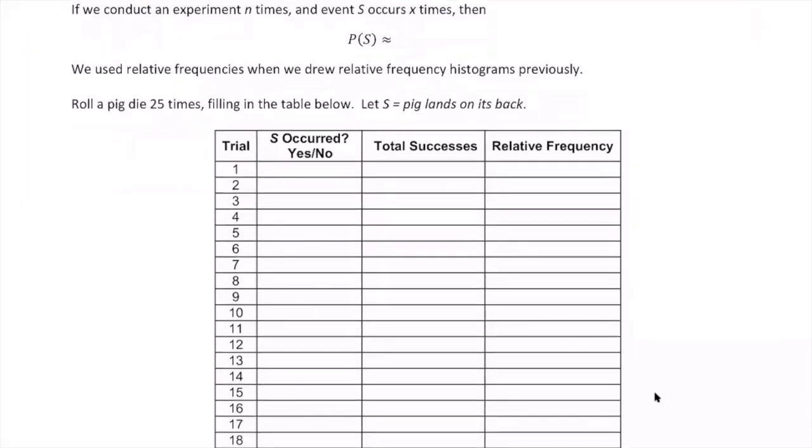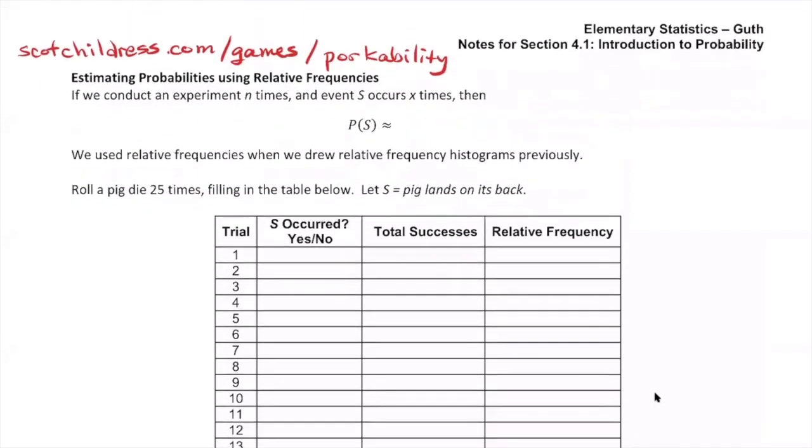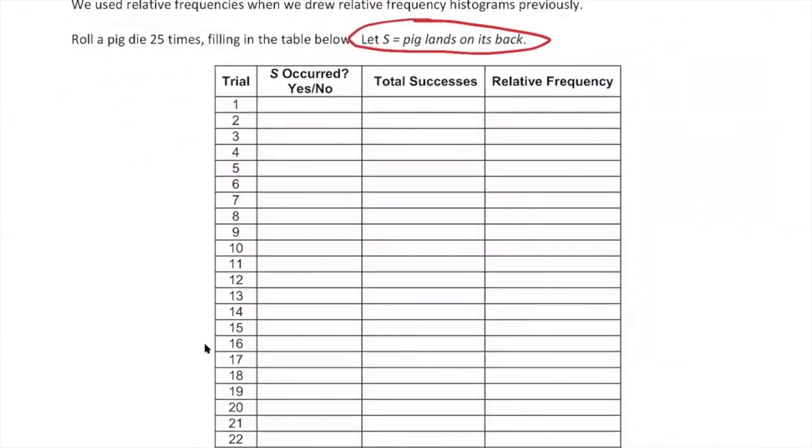Okay, and then what you're gonna do is just write yes or no for the 25 trials. Yes means the pig landed on its back. A success is the pig landed on its back here. So I want you to go back, look at your trials, write yes if the pig landed on its back, write no if it didn't. You can just fill up the table for your little piggy, and every pig's different, as I've said. So I'm going to go ahead and put in my results, just sort of quietly here.